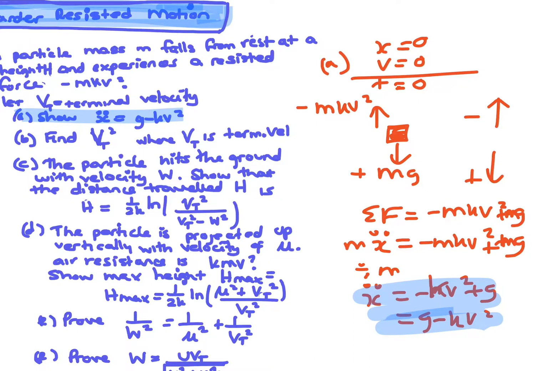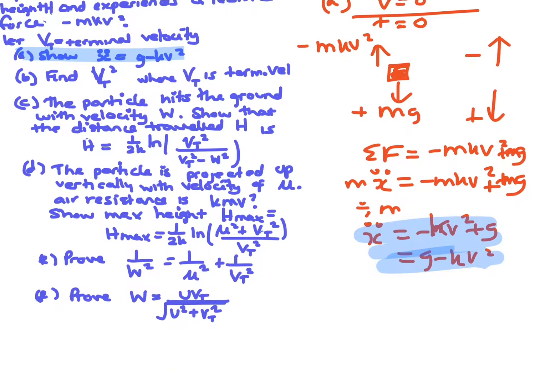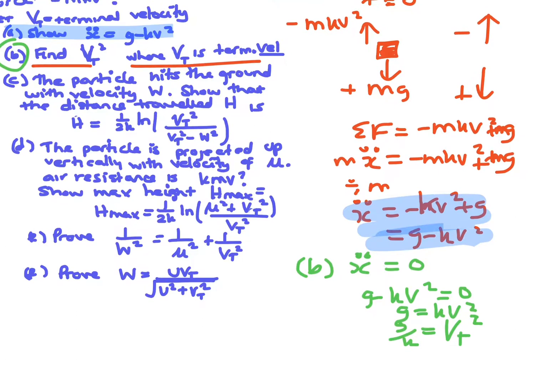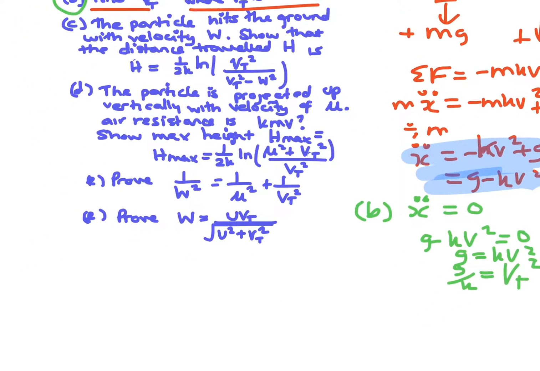All right, part B. Find Vt squared, where Vt is the terminal velocity. Okay, so let's look at that. Well, the terminal velocity is when x double dot equals 0, because it's when the velocity reaches its absolute maximum. So g minus kv squared equals 0, g equals kv squared, v squared equals g over k. And that would be the terminal velocity squared. Okay, so that's all good.